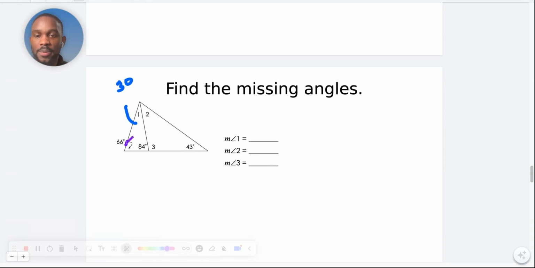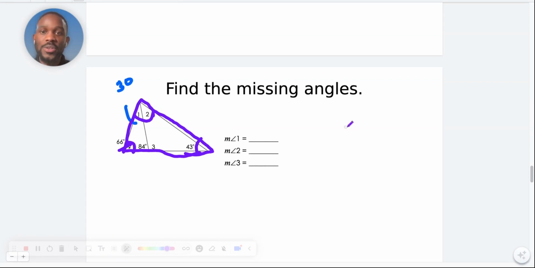Let me put it in purple. Triangle there. So I know this angle here is 66, right? That's 66. I know this angle there is 43. What about this remaining angle that has 1 and 2? I know part of it is 30. What about the remaining part? After getting this whole angle, I will subtract off the 30 and get 2, yeah? So I have a 43, and this will give me 109.